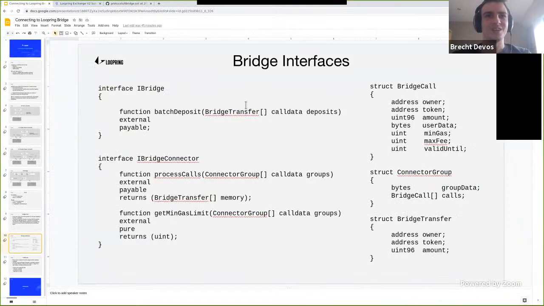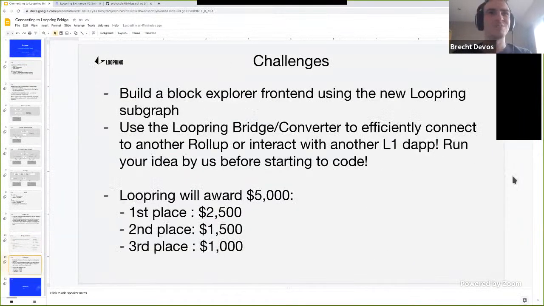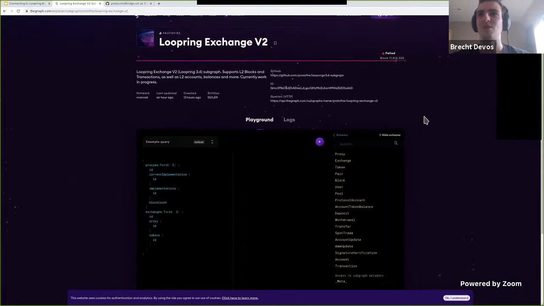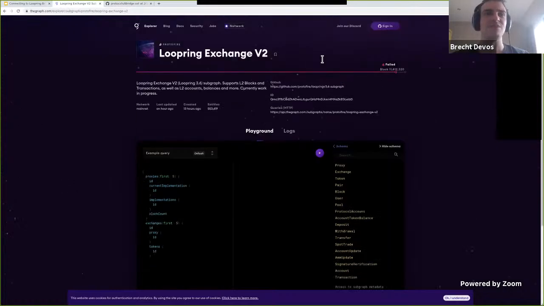So let's quickly end this workshop. The main challenge, where we have two challenges. The first is the block explorer front end for the Loopring subgraph. On the Discord, I shared the link with the subgraph. It's actually failing because there's a bug in the subgraph, but it doesn't matter because it only fails on a block that's quite far along, and there are enough blocks processed, so there's enough state available to actually start building the front end. The subgraph will be updated once things are fixed, but it's ready to build on whenever you need.